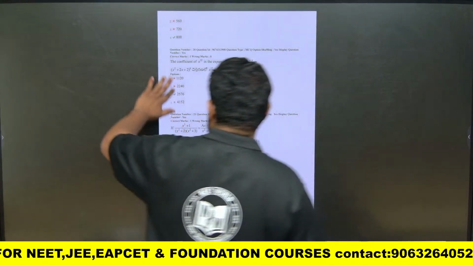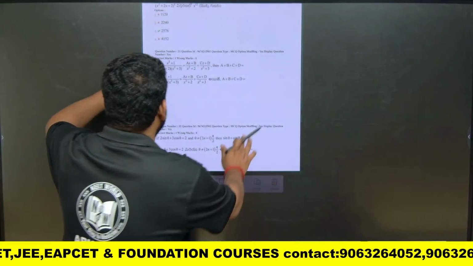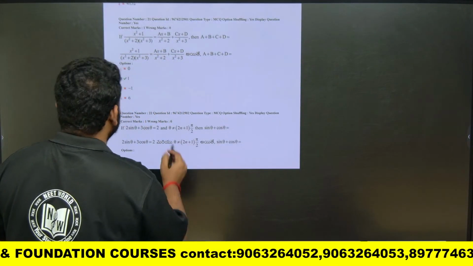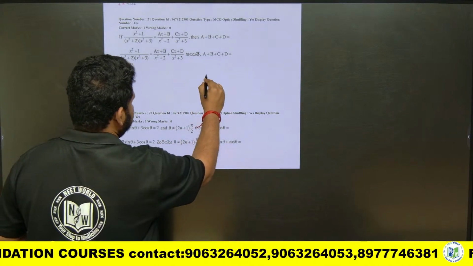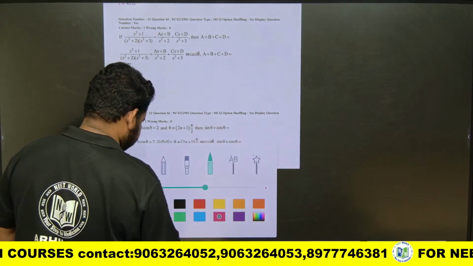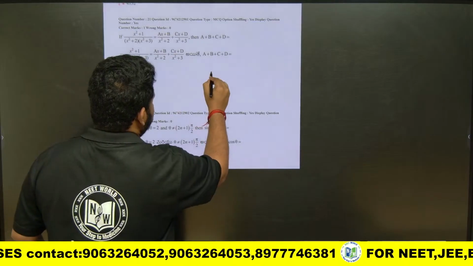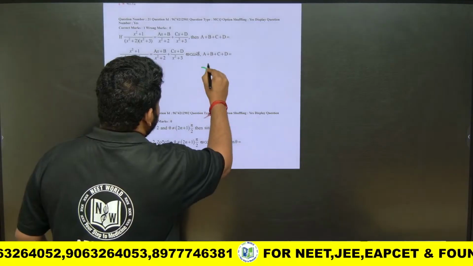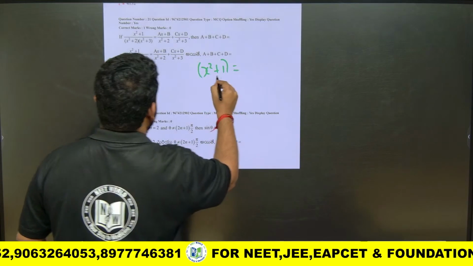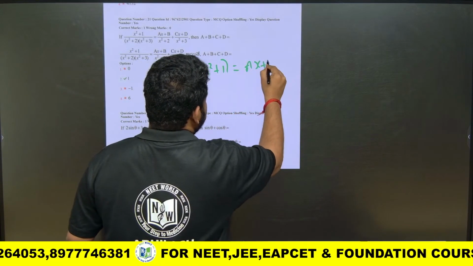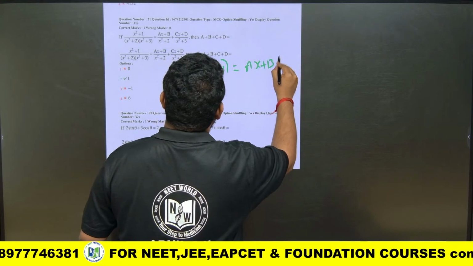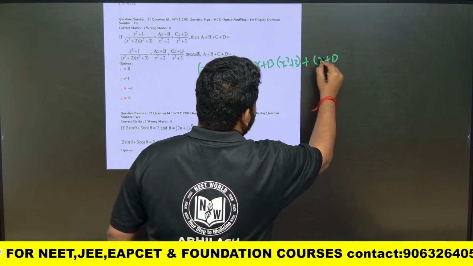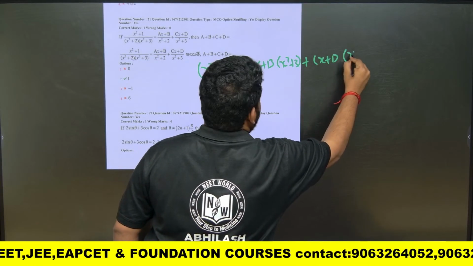Okay, we were in this question. We were done till this step, so I was explaining. I had written that x square plus 1 will be equal to ax plus b into x square plus 3, plus cx plus d into x square plus 2.